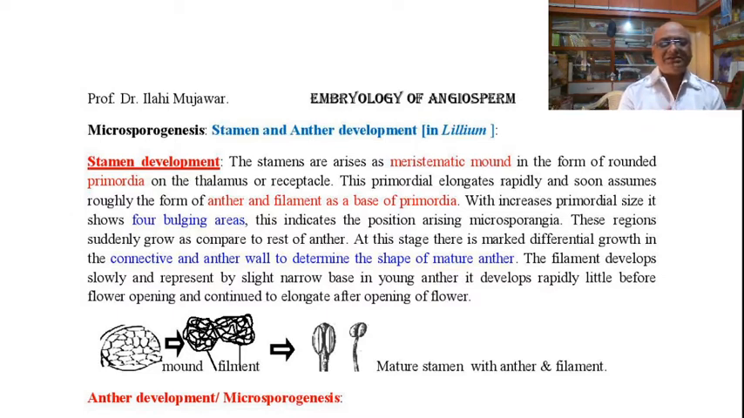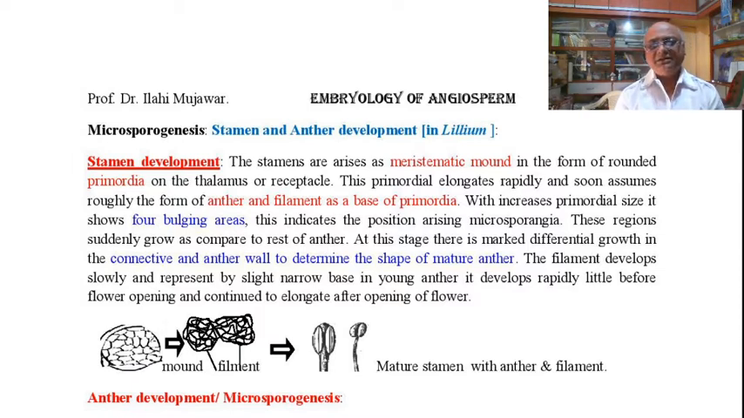Particularly these three structures are most important. No doubt the filament is a sterile one, but the anther lobes are fertile, to produce the microspores or the pollen grains in the mature anther. The filament is important for dehiscence of the anthers.